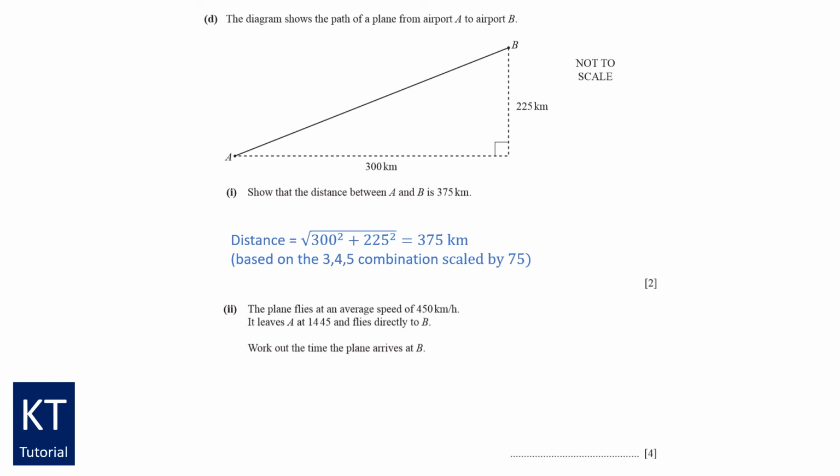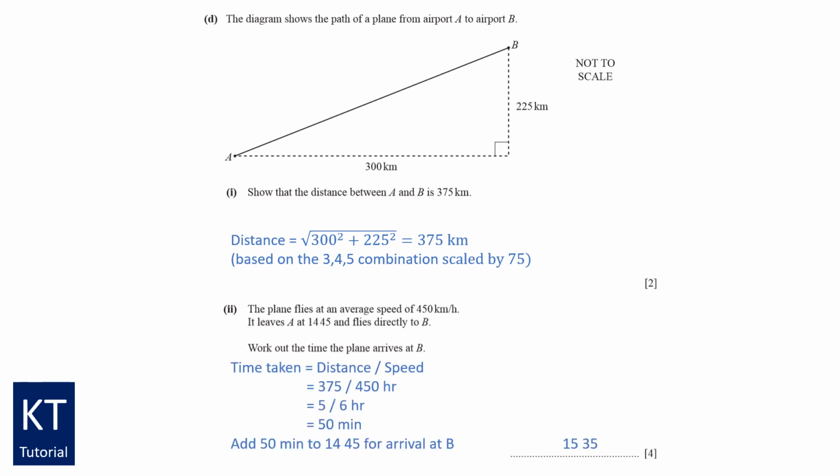Next, the plane flies at an average speed of 450 kilometers per hour. It leaves A at 14:45 and flies directly to B. Work out the time the plane arrives at B. With time being distance divided by speed, it comes to 50 minutes. By adding this duration to 14:45, we get to 15:35.